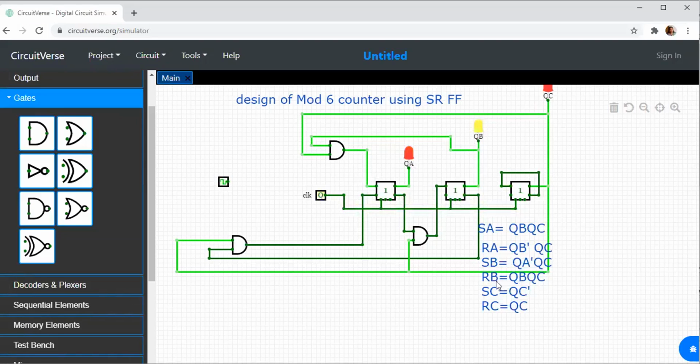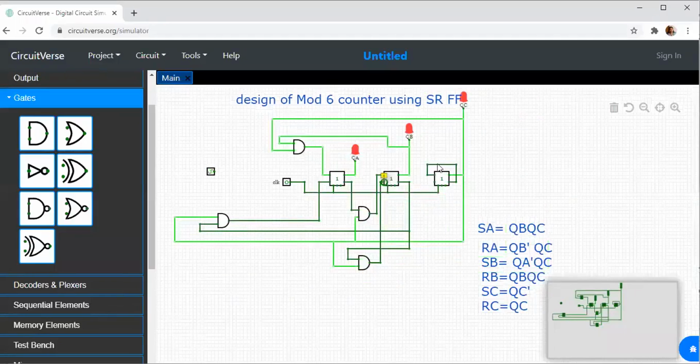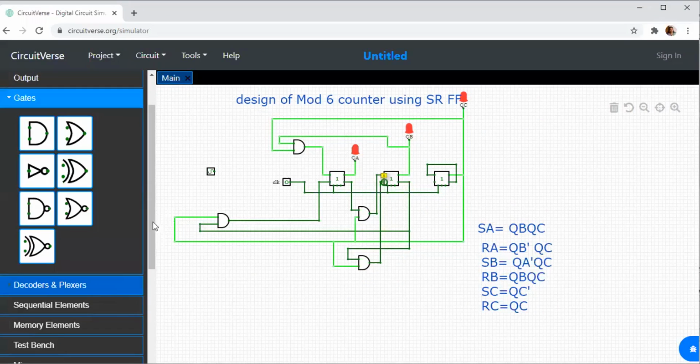Next, what do I need? I need RB. RB is equal to QB into QC. So I keep a connection over here. Where is QB? So I have my QB over here. QB, and I have my QC over here. Just tap QC and give it to RB. So this is all regarding connection for design of mod 6 counter using SR flip-flop.